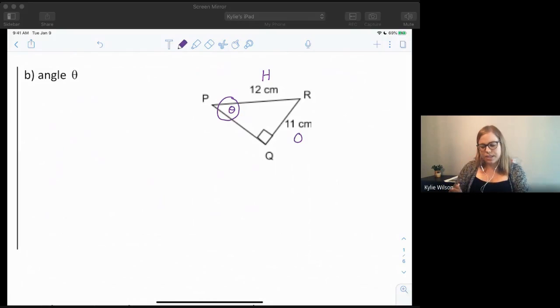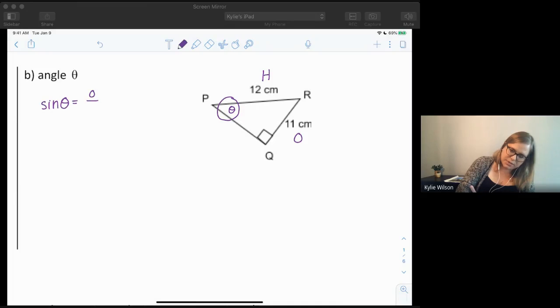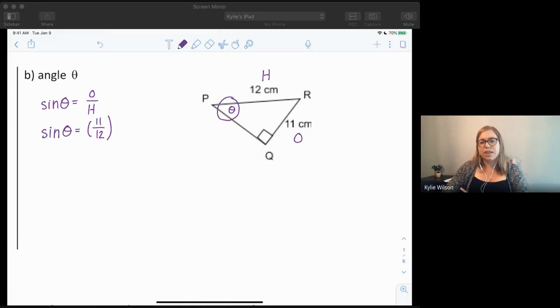So now I look and I see that I have O and H. So if I go to the top, the only ratio that has O and H together is sine. So I know that I'm going to do sine theta equals opposite over hypotenuse, like this. And now I'm just going to fill in my values. So we are looking for theta. Opposite is 11, 12 is my hypotenuse. And now I just want theta. I don't want sine of theta, I just want theta.